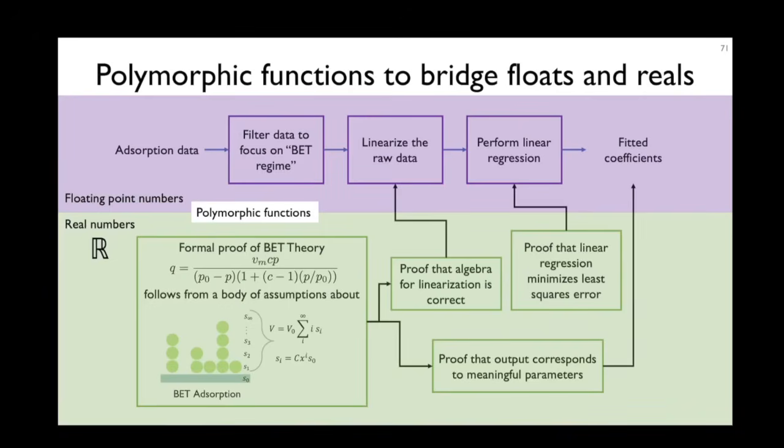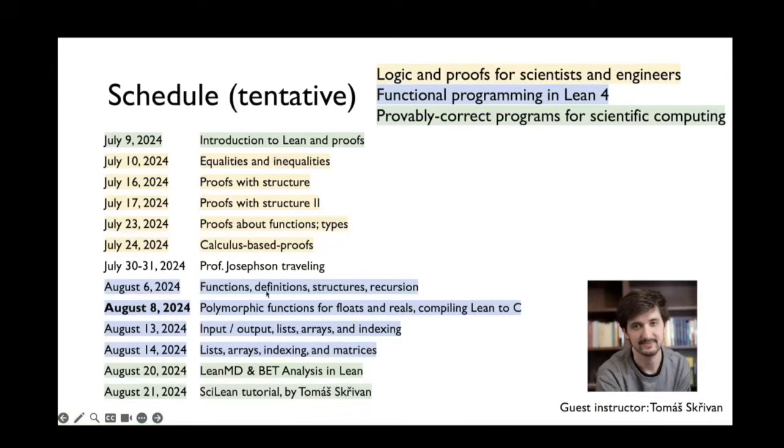And so it has an intentional design to make input-output operations. Do I have input-output, lists, arrays, indexing? All of this stuff just works a lot better in Lean 4 than it did in Lean 3. Lean 4 compiles to C. Lean 4 is a programming language itself. So that's another thing too.